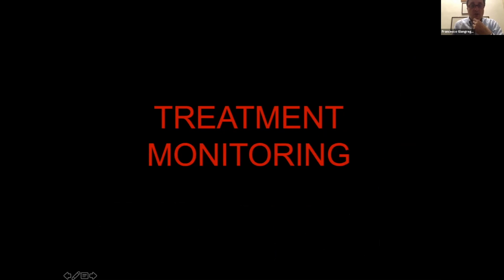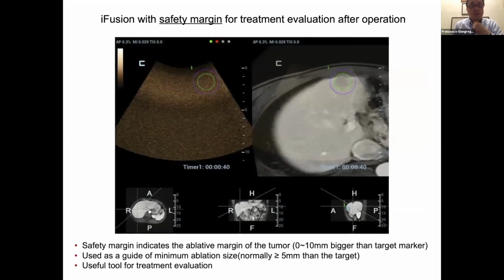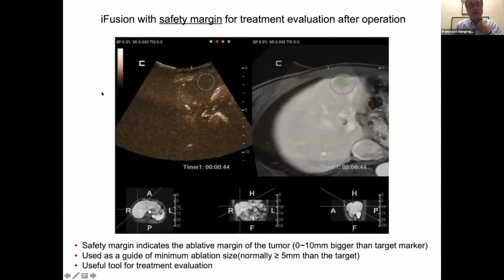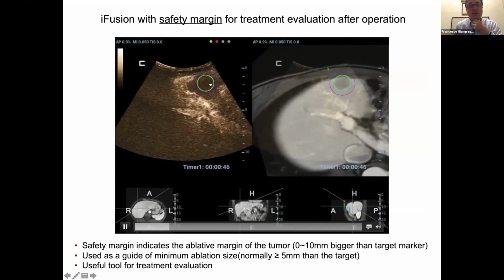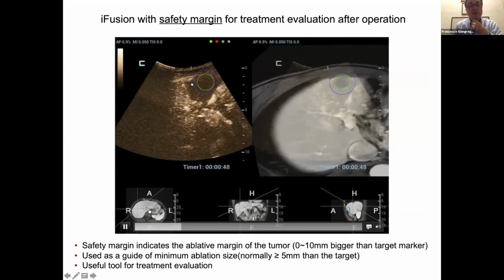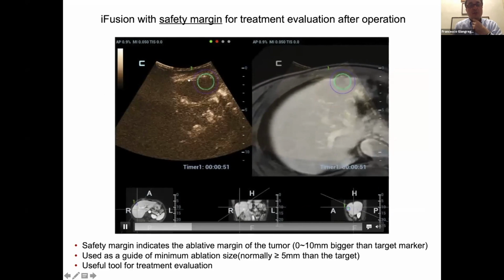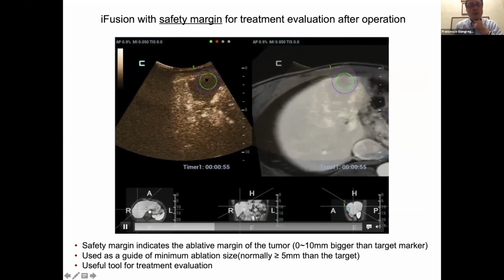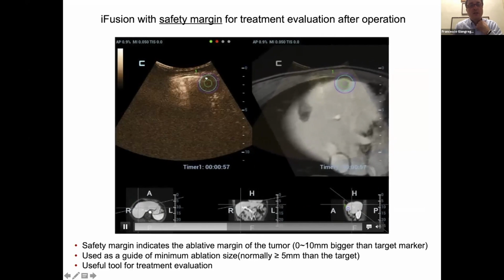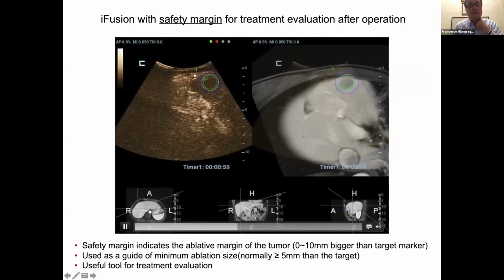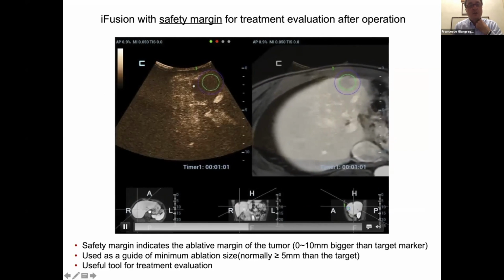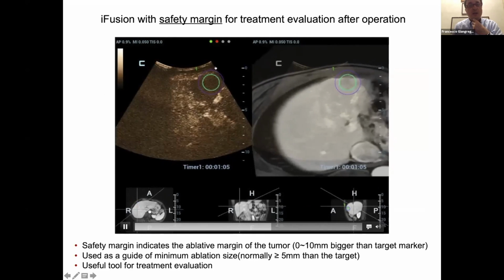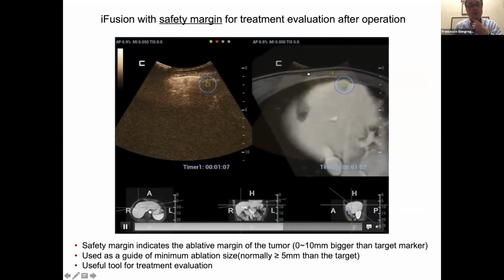And also in the treatment monitoring, the fusion system is quite useful. This is the nodule that we have seen before. After the procedure, we can compare two images to understand that the ablative margin is good, and we can say in an easy way that a safety halo was obtained.